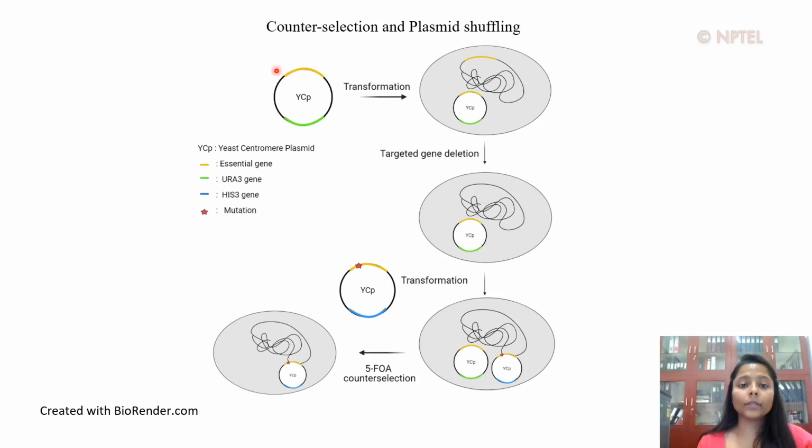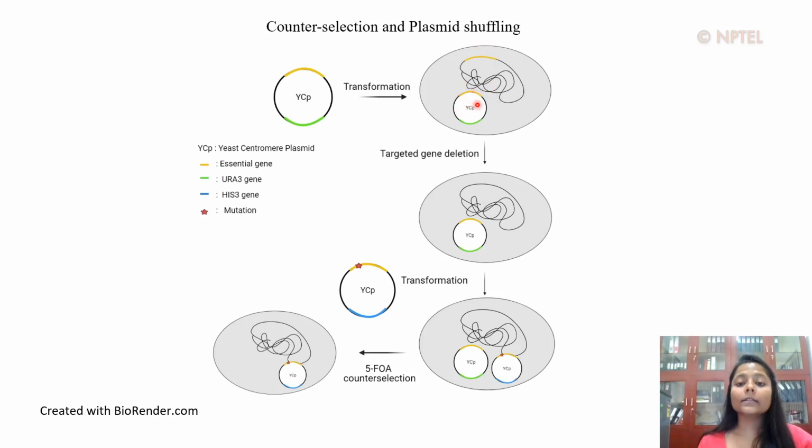So, to begin with, we have a yeast centromere plasmid with us. This is also referred to as CEN plasmid. This plasmid contains a part of the sequence of ARS and centromere. Thus, they are autonomously replicating and single copy plasmids. This CEN plasmid contains a wild type version of the essential gene and URA3 marker. We transform this plasmid inside the cell. Now the cell has two copies of the essential gene, the genomic copy and the plasmid copy.